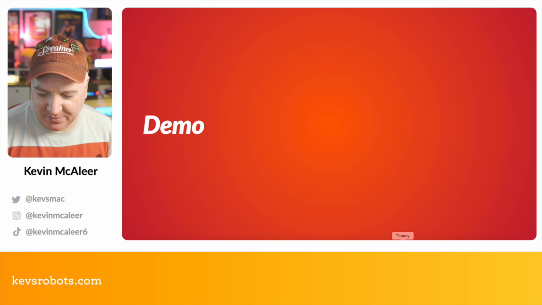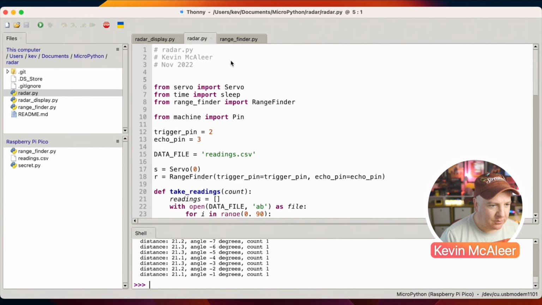So let me jump over, I'm just going to put it onto me for a second. I'm going to jump over to Thonny and we're going to load up the code. So let's just jump over here first of all. So this is the code I've written. I've got 3 different pieces of code that I'm going to show you today.